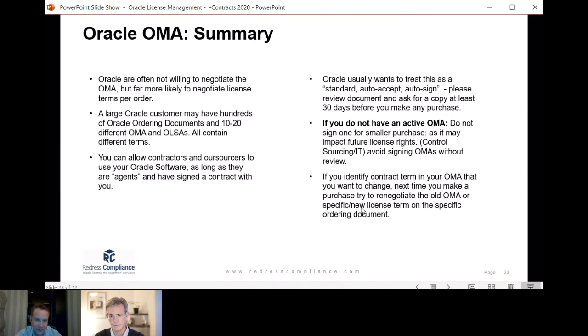If you do not have an active OMA, do not sign one if you're making a small purchase, as it might impact future license rights. So I recommend that if your OMA is expiring and suddenly someone wants to buy 10 Java SE subscriptions, don't sign the OMA. If you identify a contract term in your OMA that you want to change, the next time you make a purchase from Oracle, you can try to renegotiate that old OMA or that specific license term so that you're fixing any contract issues. Just something to be aware of, that you can renegotiate existing agreements.